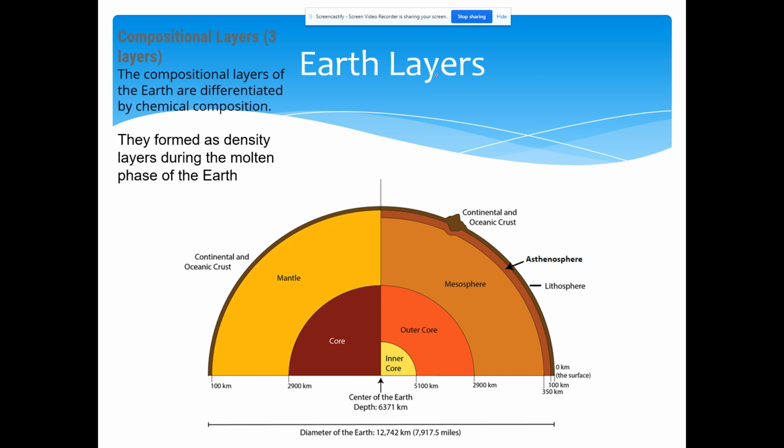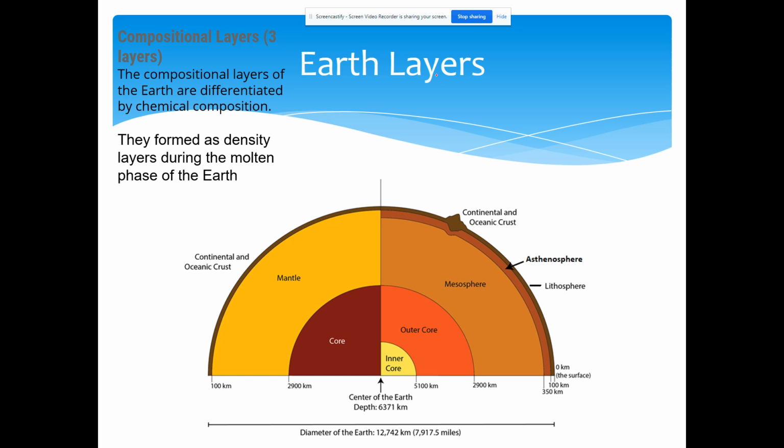One's called the compositional layers, and this occurred while that early Earth was forming, while things were still in a molten state. And due to the composition of that molten mass, the high in density substances sunk down to the center, and we call that the core of the Earth. And the least dense substances floated to the top, and we call that the crust of the Earth. And in between, there was an area called the mantle.